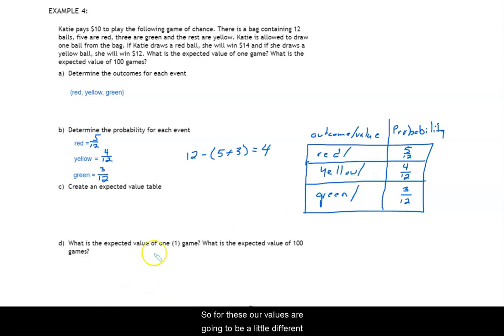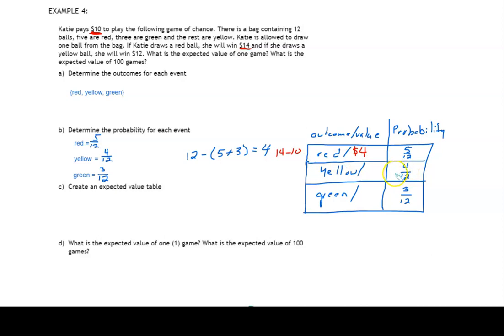So for these, our values are going to be a little different than the other problems we looked at in some of our examples. Because remember, our value is how much you're actually going to get. Okay. Now, she had to pay $10. Now, while if she draws a red ball, she'll win 14, her actual profit, or what she actually wins, would only be $4. Because we have to take how much it cost us from what we win.